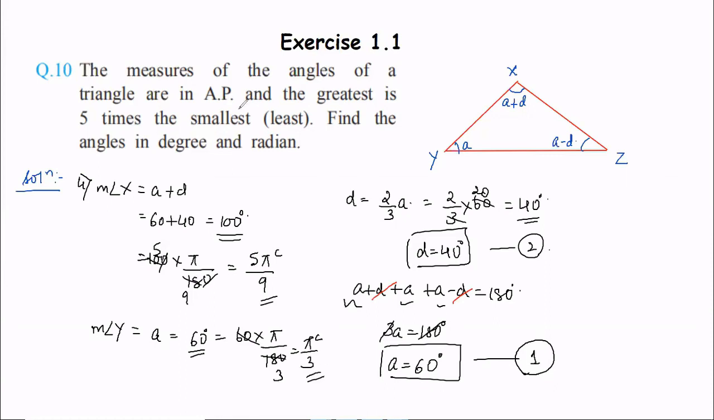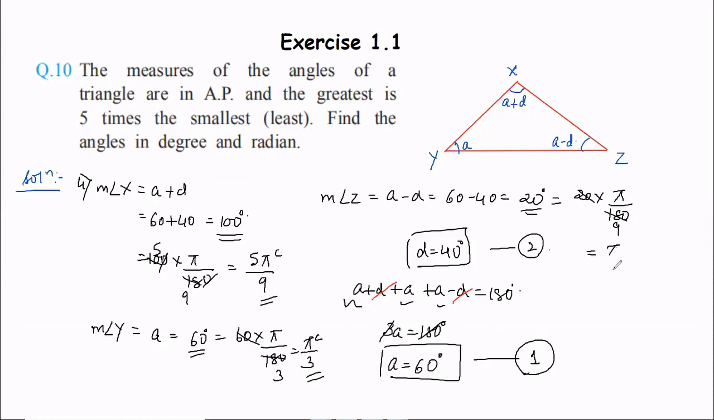I'll erase the other part. Yeah. So now measure angle Z, the last angle, is equal to a minus d. So that will be 60 minus 40. So that gives me 20 degrees. That's the answer in terms of degrees. We are converting to radian. So 20 into pi by 180. Cancel it out. You will get 9 over here. So that is pi by 9 radian.